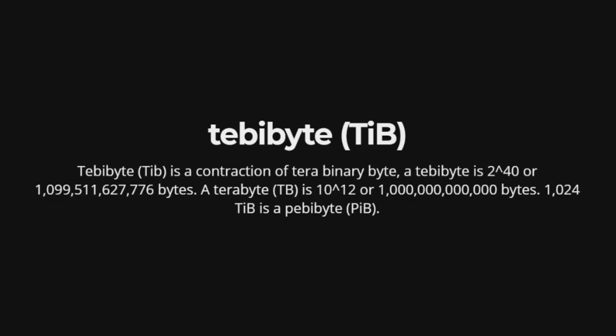Tebibyte, TiB. Tebibyte, TiB, is a contraction of tera binary byte. A tebibyte is 2 to the power of 40th or 1,099,511,627,776 bytes. A terabyte, TB, is 10 to the power of 12th or 1 trillion bytes. 1024 TiB is a pebibyte, PiB.